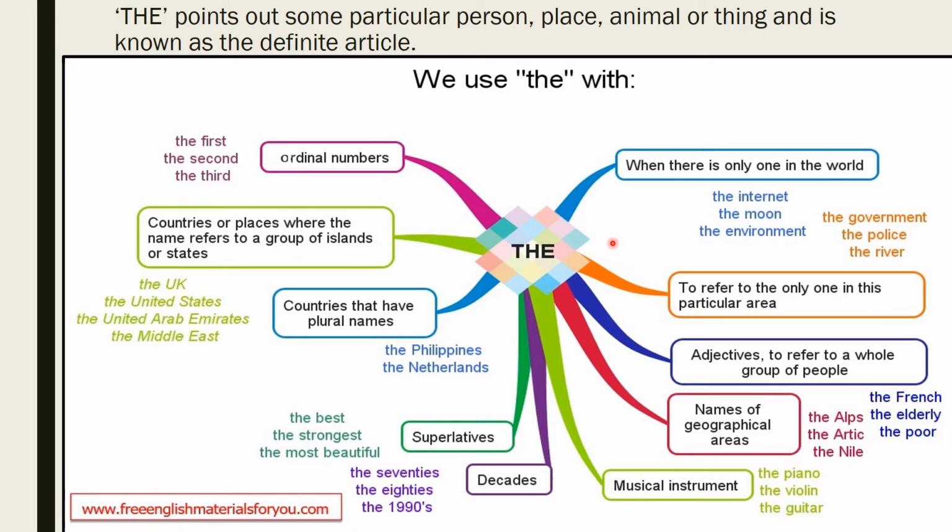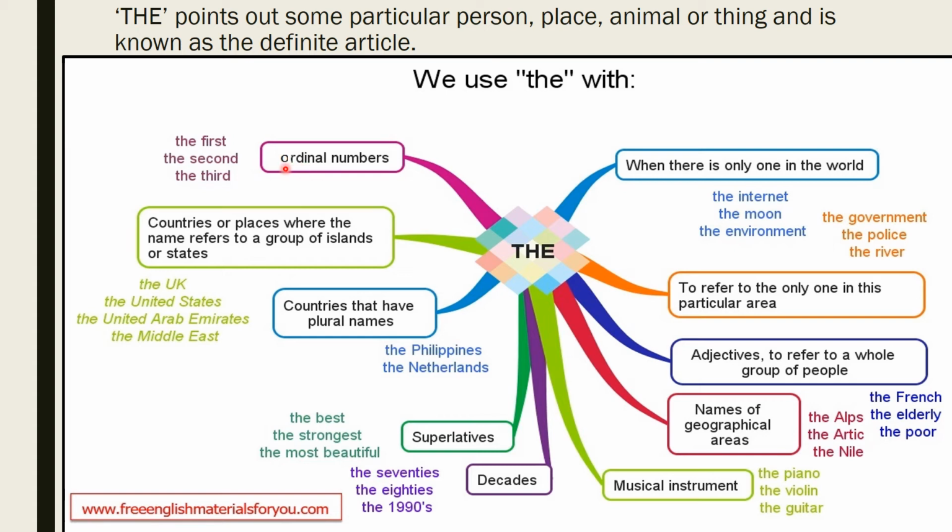In this slide, I will tell you where to use the article the. And students, you have to learn it. These are very specific rules which you have to learn to use the article the.